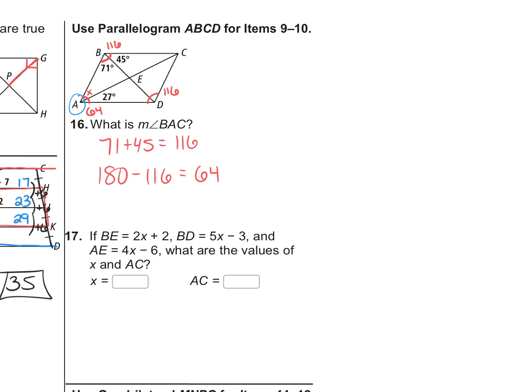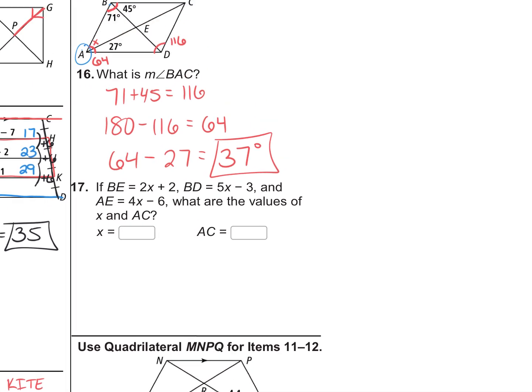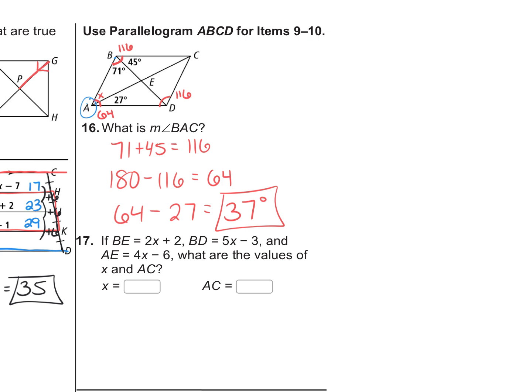Now how can I find X? Right, if the whole thing's 64 and some of it's 27, to find the rest, I can just take 64 minus 27, which is 37. Okay. Number 17, it says if BE, I'm going to erase the picture.